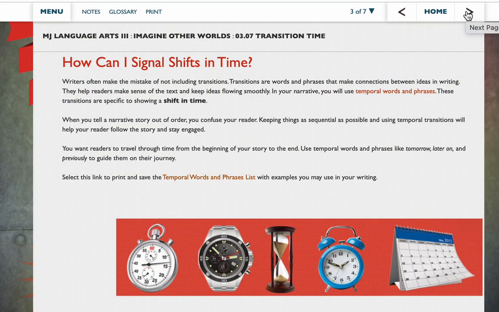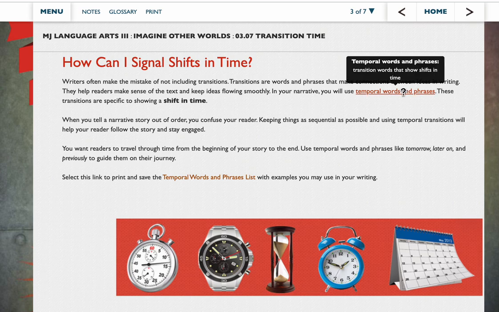How can I signal shifts in time? Writers often make the mistake of not including transitions. Transitions are words and phrases that make connections between ideas in writing. They help readers make sense of the text and keep ideas flowing smoothly. In your narrative, you will use temporal words and phrases, transition words that show shifts in time. These transitions are specific to showing a shift in time.